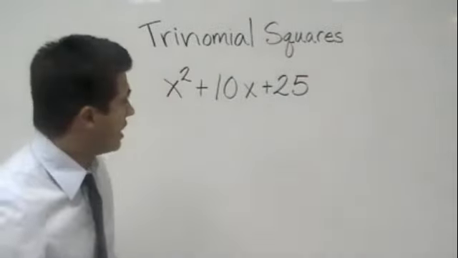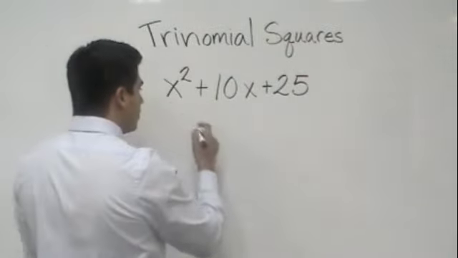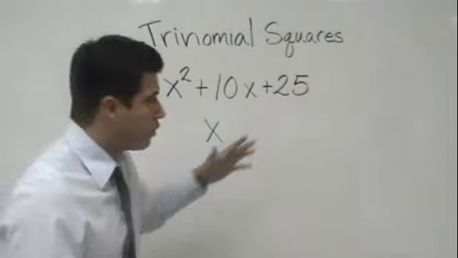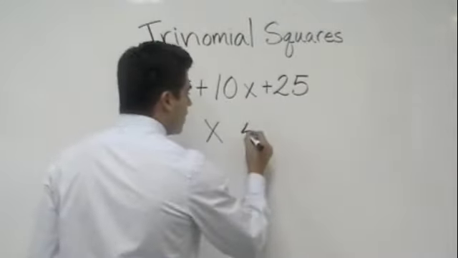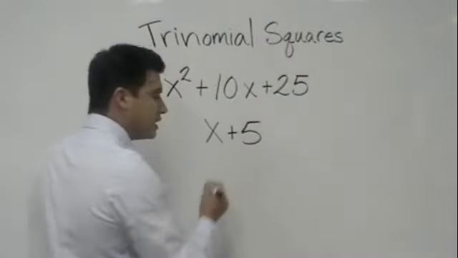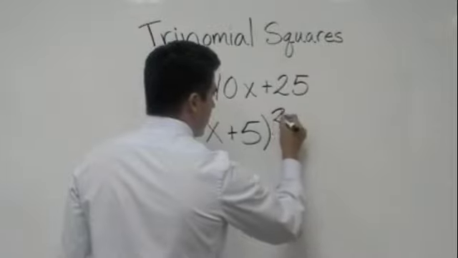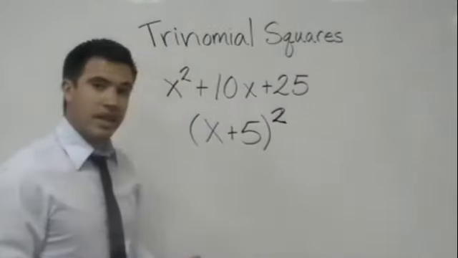Well, our answer would be this. It would just be the square root of that, which is x, the square root of 25, which is 5, and since they're all positive, it would be a plus sign, and that would be a binomial, and we just square it. So that would be our answer.